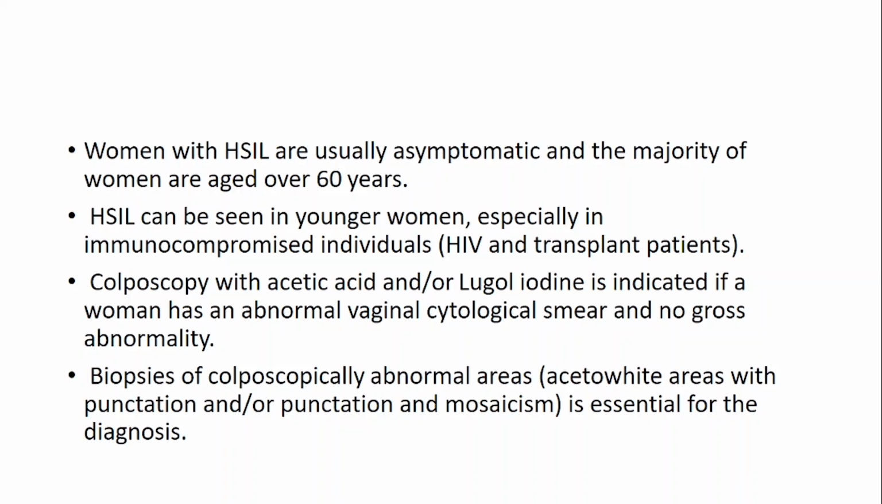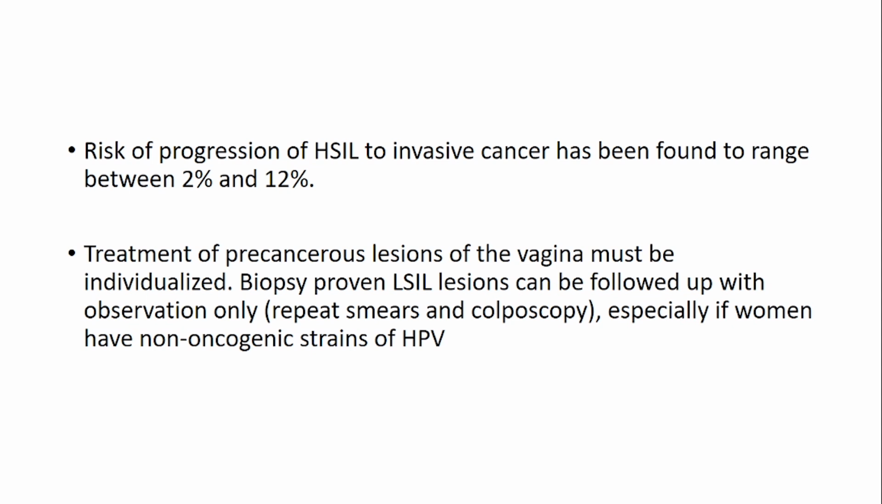Colposcopy with acetic acid or local iodine is indicated if a woman has an abnormal vaginal cytological smear and no gross abnormality. Biopsies of colposcopically abnormal areas, these are aceto-white areas with punctuation or punctuation and mosaicism, is essential for diagnosis. The risk of progression of high-grade lesions to invasive cancer has been found to range between 2 and 12%.